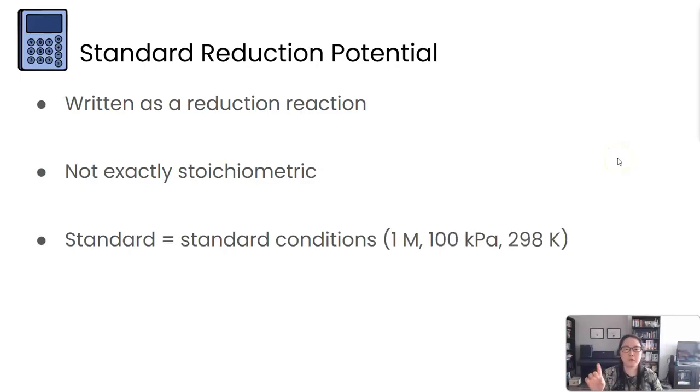The standard part of standard reduction potential means standard conditions. So that means we're dealing with 100 kilopascals and 298 kelvins. Now, because we are dealing with a lot of solutions, and the solution concentrations actually do make a difference, the standard concentration that we're looking at is also going to be 1 molar. If any of these change, so if the temperature or the pressure or the concentration of the solutions that you're using change, we can't use the E0 values that you're given anymore.